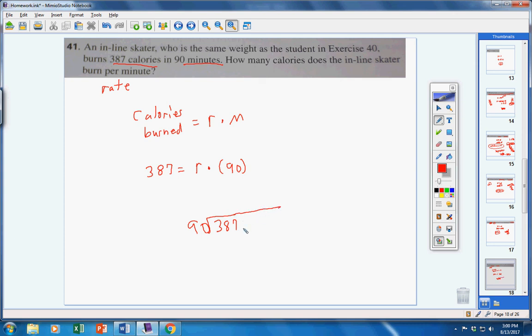Now, so 387 divided by 90. So here we go. We're going to have to put in a decimal and some zeros probably. And let's see what we have here. 90 times 4 is 360, and you're left with 270. Well, 90 times 3 is 270 exactly, so we're finished. So there's your answer. Your rate is 4.3. Now what is it? You're burning calories in so many minutes. So 4.3 calories per minute.